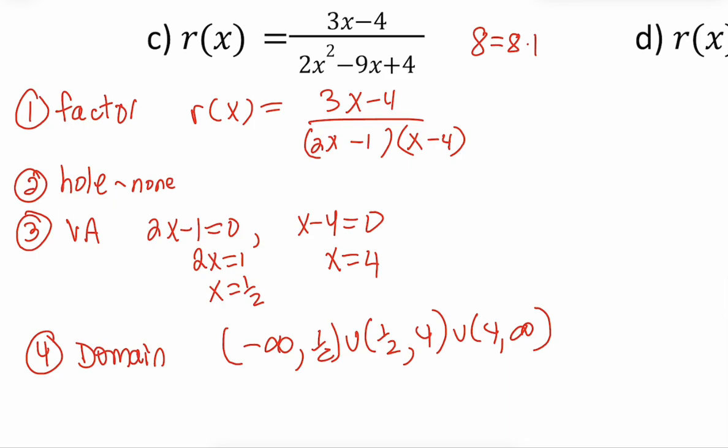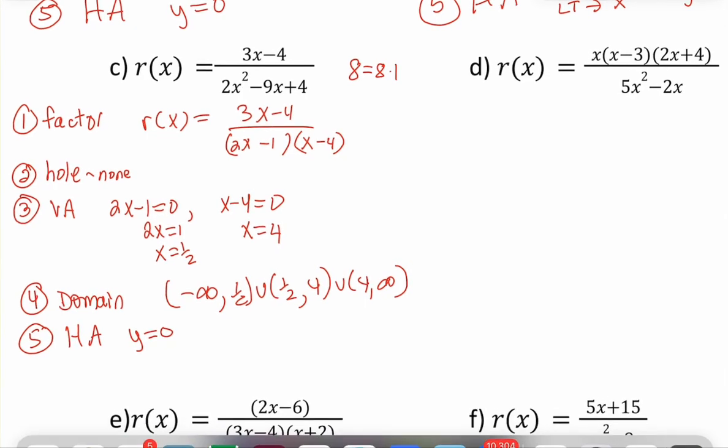And then that leads us to our horizontal asymptote. The lead term in the top is 3x. The lead term in the bottom is 2x squared. It's always y equals 0 when the bottom power is the higher one.